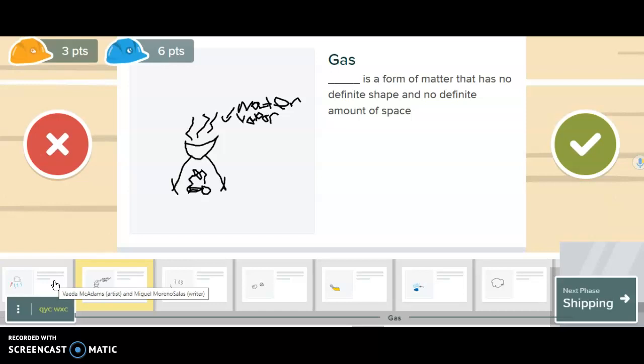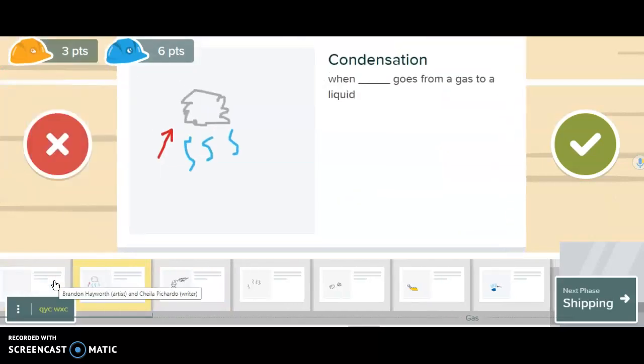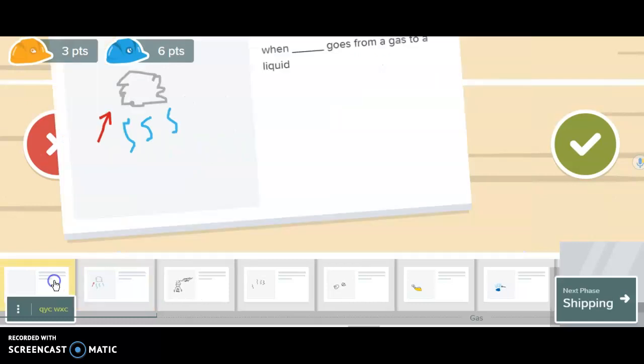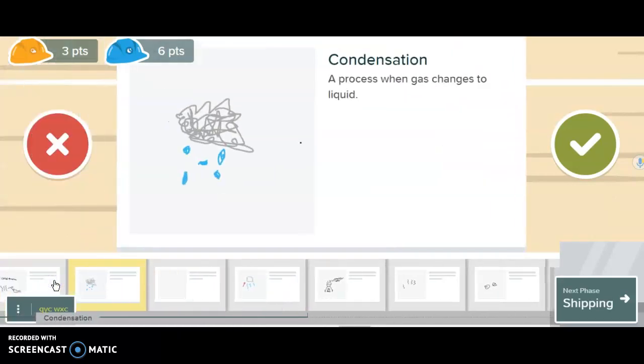Here's a good picture. All right, here we are. We're back to a new one. When blank goes from a gas to a liquid, you can't say when condensation goes from. Condensation is when a gas goes from that to a liquid. Nobody got that one in there.